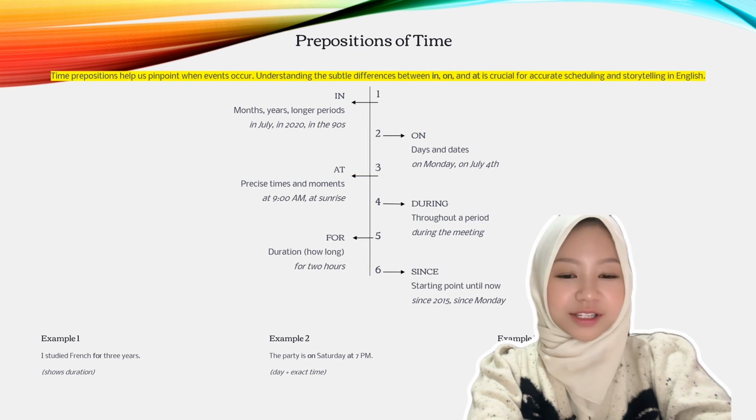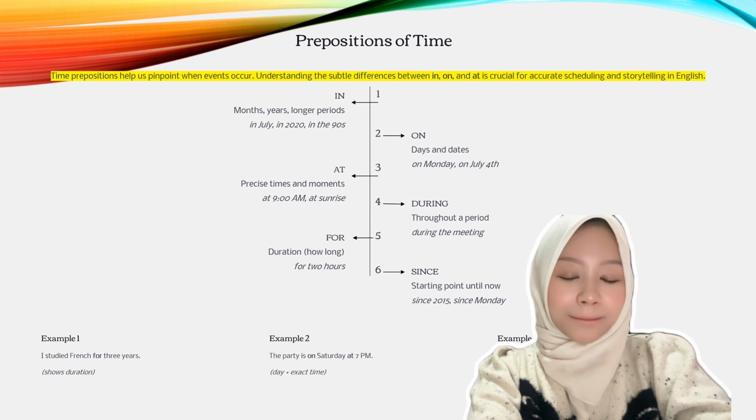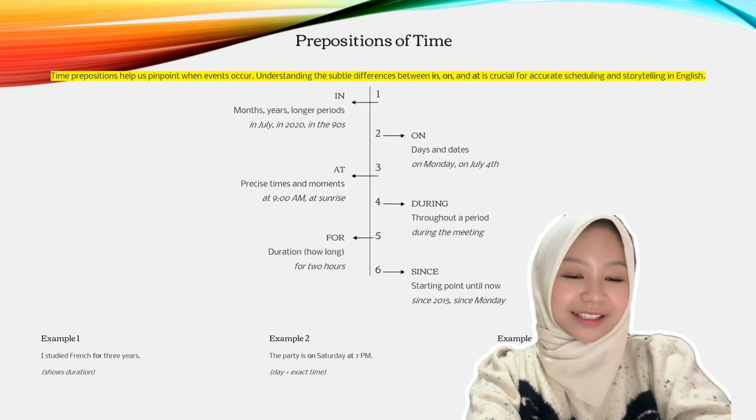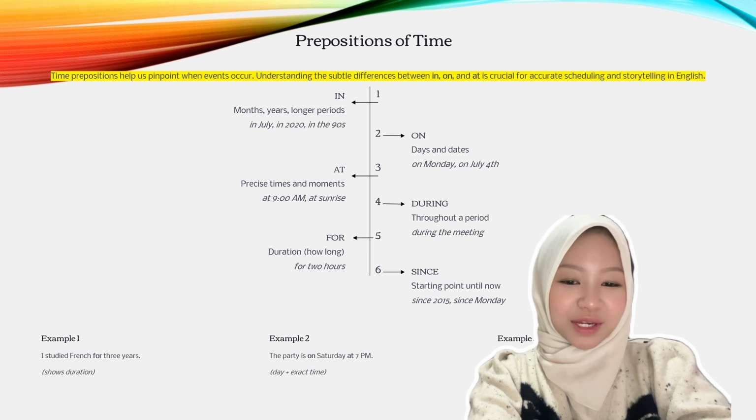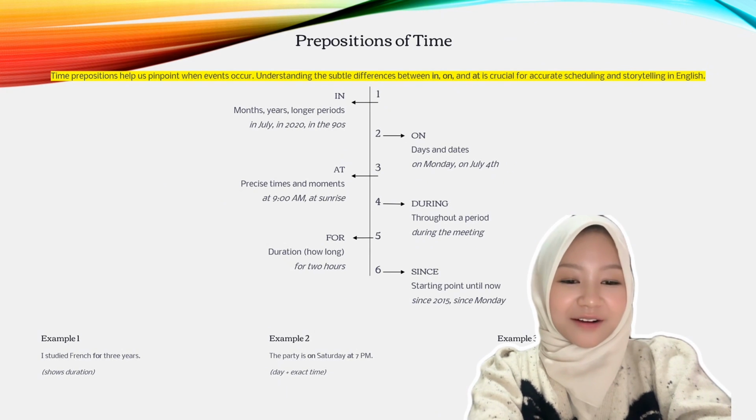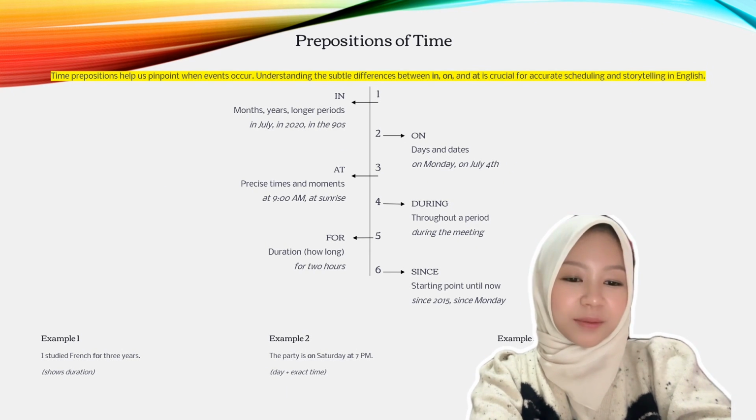And next, for time, the rules are similar. We use in for longer periods like months or years. For example, in July, in 2022. We use on for days and dates, like on Monday, on July 5th. And at is used for exact times. For example, at 7 p.m.